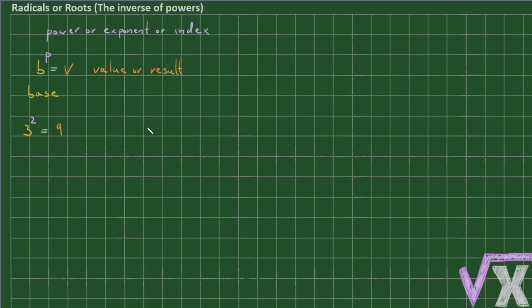Another example might be 5 raised to the power of 3. This now means take 3 5s and multiply them together. So 5 multiplied by 5 multiplied by 5. And that will give 125. So this formula at the top of the screen is very good for calculating the value.